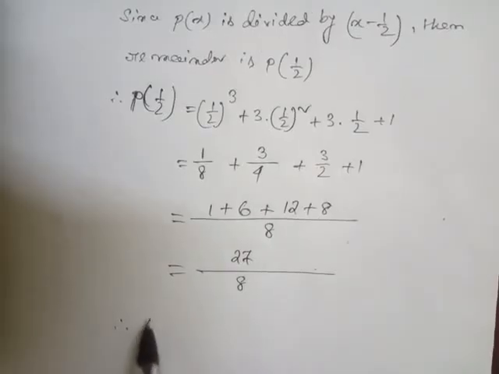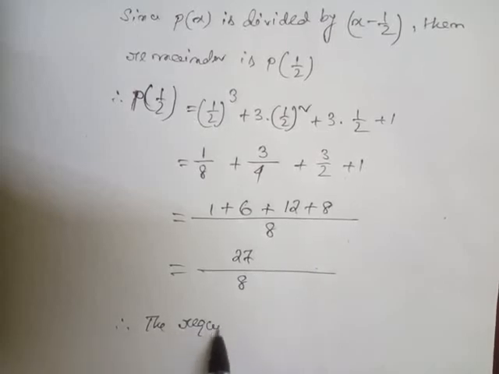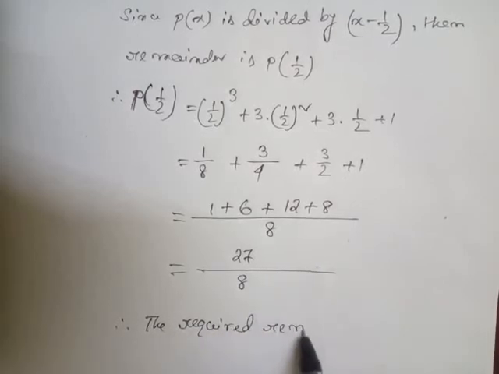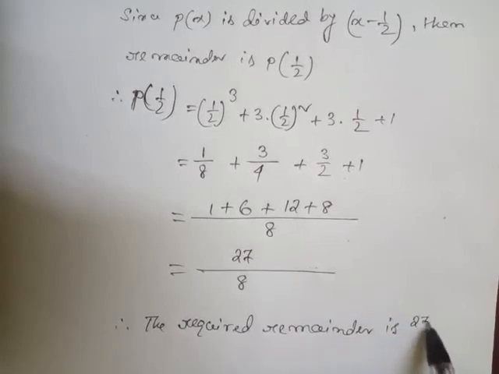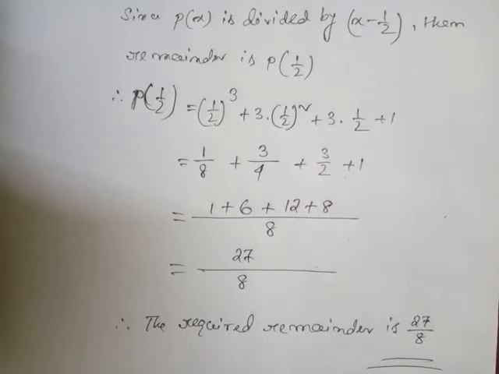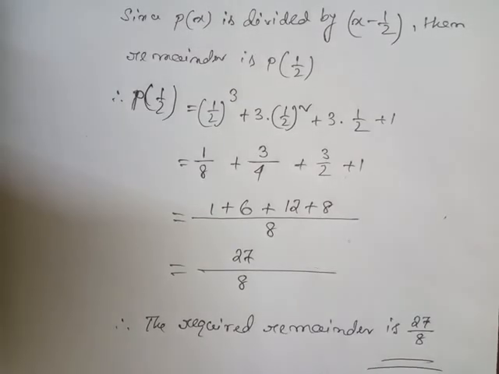Last line, therefore the required remainder is 27 by 8. This is the answer. Students, in this way you will solve the rest of the sums of question number 1. I repeat again, in this way, student, by watching the video you will solve question number 1. I have done only Roman 1 and 2, and the remaining 3 sums of question number 1, means Roman 3, Roman 4 and Roman 5, you will solve in a similar way. Now I am moving to question number 2.